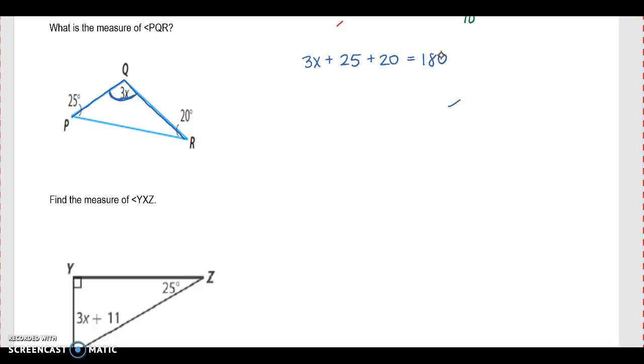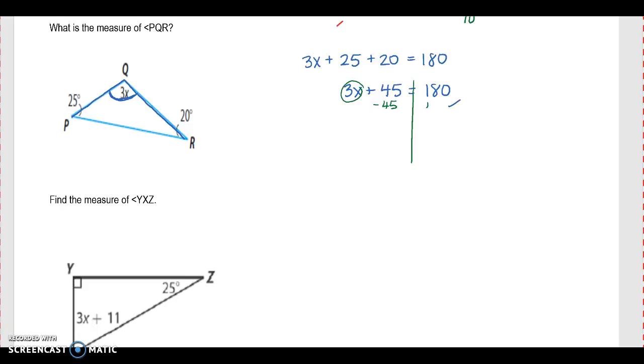So now let me combine these two because they're like terms. So we have 3x plus 25 plus 20 is 45 equals 180. I'm going to go ahead and solve my equation, draw my line. Going to get rid of 45, so I'm going to subtract since it's adding.